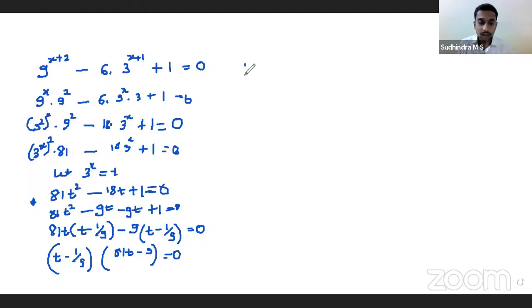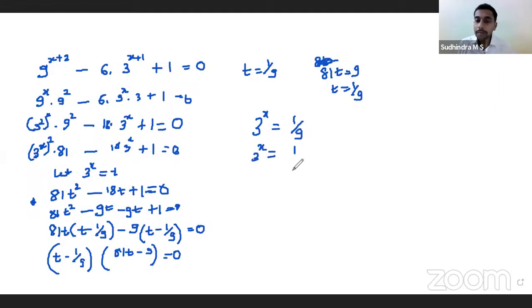So if t minus 1 by 9 is 0, t is equal to 1 by 9, or 81t minus 9 equal to 0, 81t equal to 9, t will be equal to again 1 by 9. So t equals 1 by 9. We do not want t. We want 3 to the power of x. 3 to the power of x is equal to 1 by 9. 3 power x is equal to 1 by 3 square. 3 power x is equal to 3 to the power of minus 2. Same base, so x is equal to minus 2.